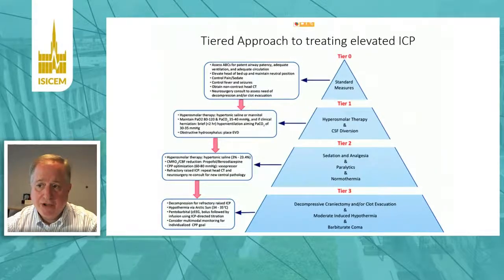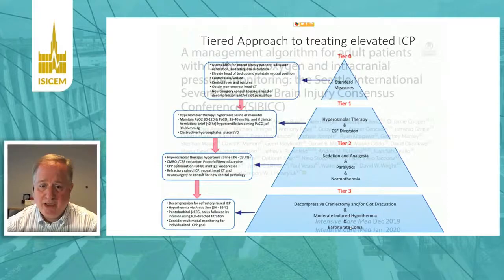The approach to intracranial pressure treatment is usually considered to be a tiered type approach, where tiers go from tier 0 to tier 3. And in each tier, we do a number of standard measures. Generally speaking, we do uniform standard measures in all patients. That's considered tier 0. Tier 1 is where we have intracranial pressure being documented, and we do hyperosmolar therapy and CSF diversion. Tier 2 is where we start using sedation or paralytics or more normothermia. And Tier 3 is where we go to more rescue therapies, including decompressive craniectomy, hypothermia, or barbiturate coma. And we'll go through these as we go through the algorithm.